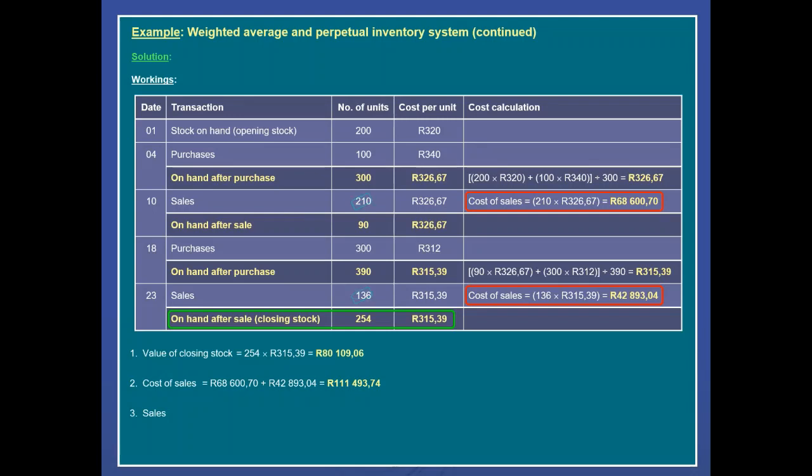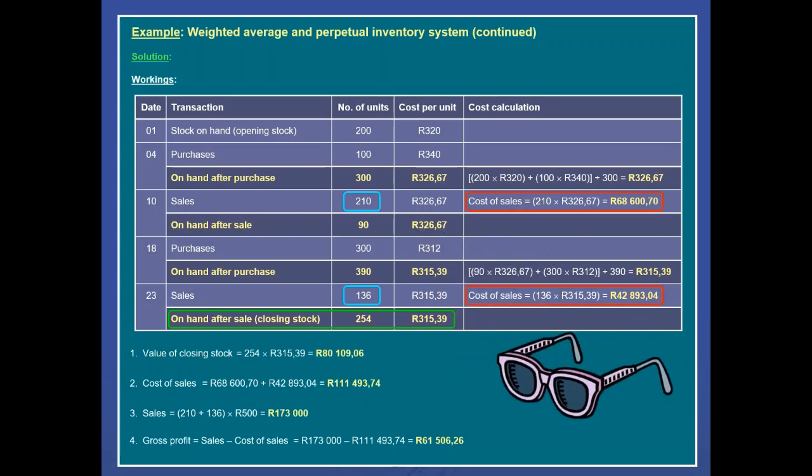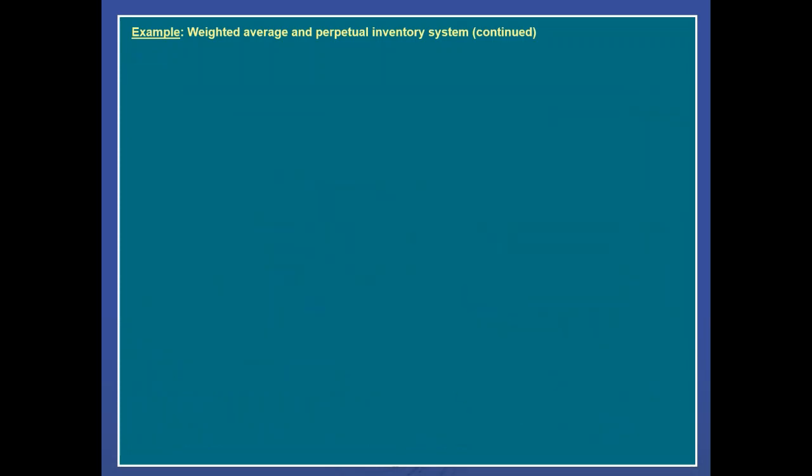So now we can determine our sales. So we have the 210 plus the 136 units. We know our selling price is 500 Rand a unit. So if we multiply that, we will obtain 173,000 Rand. So the gross profit, we know, is sales minus cost of sales, the 173,000 minus the 111,493, which results in 61,506 Rand and 26 cents. That was the weighted average and the perpetual inventory system.